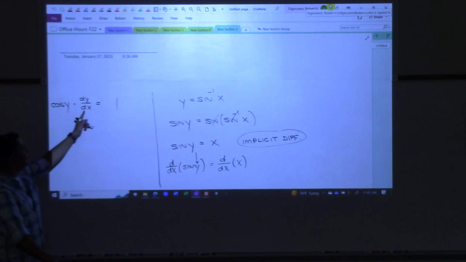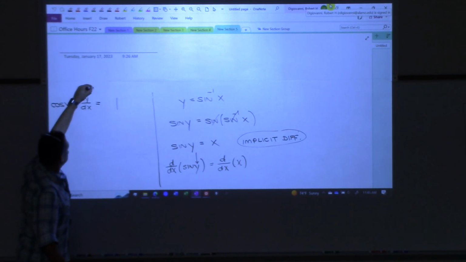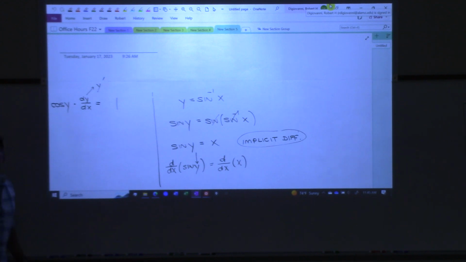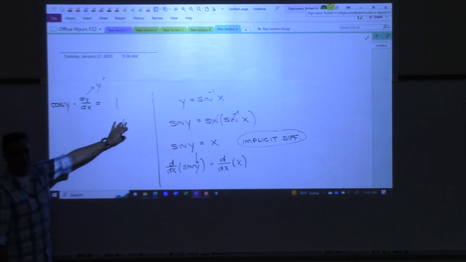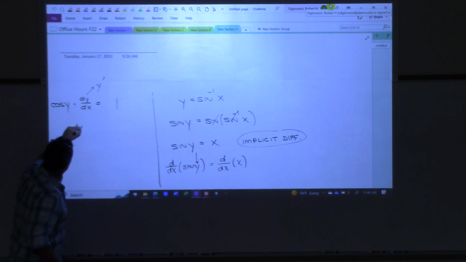But dy/dx is actually what I'm trying to find here, right? dy/dx is actually what y prime is by definition. So all I need to do now is divide both sides by cosine y, and I will isolate the dy/dx.